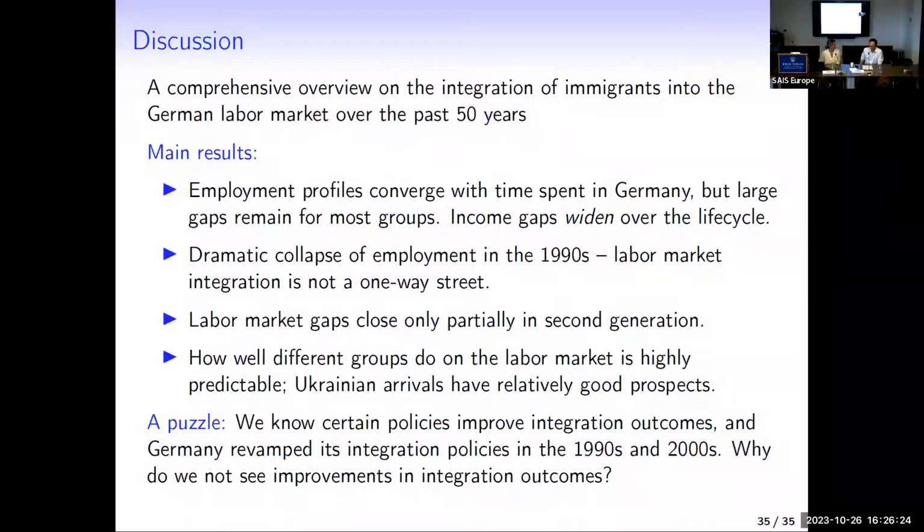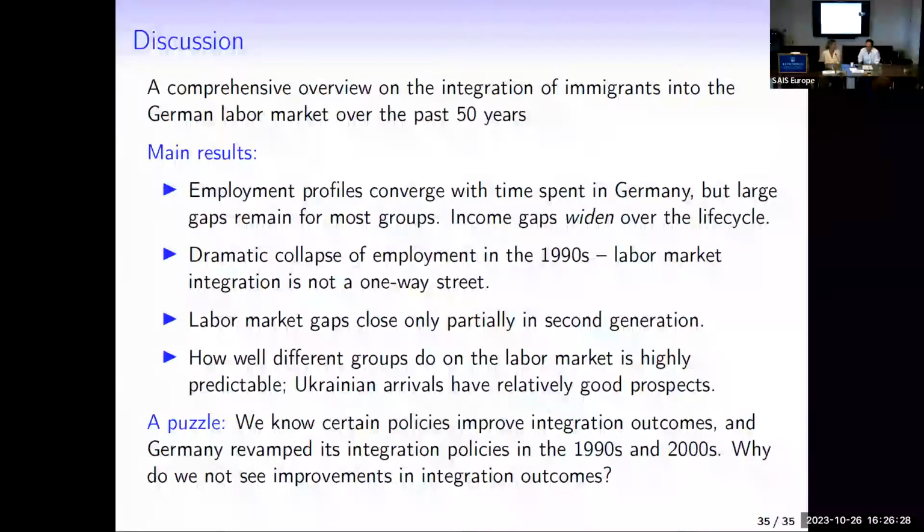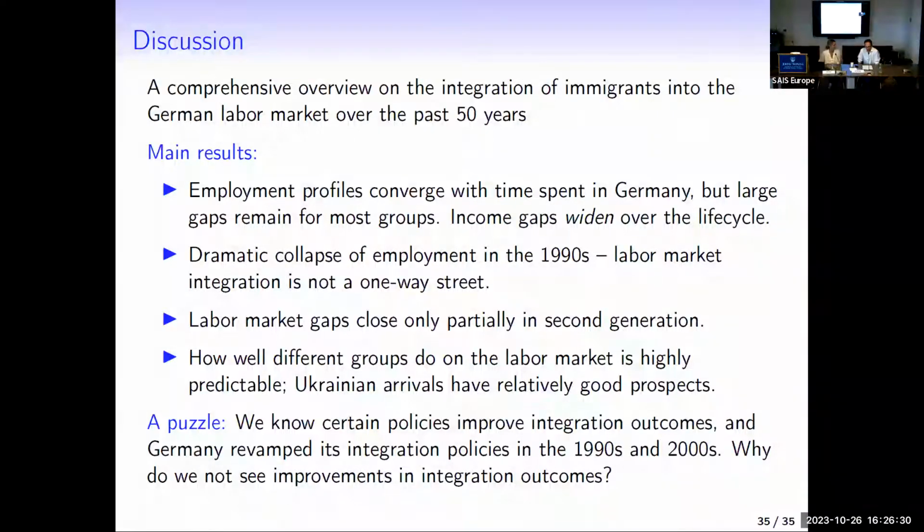Yeah, so exactly. How should we design integration policies? I don't know the answer, but let me give you some ideas. You mentioned language. I think that's something that people realize is very important. That's one of the big differences between what Germany is doing nowadays and what they've done in the past: now we put a lot of emphasis on language training, because we realize that this is probably going to be important in the long run in many dimensions for migrants.